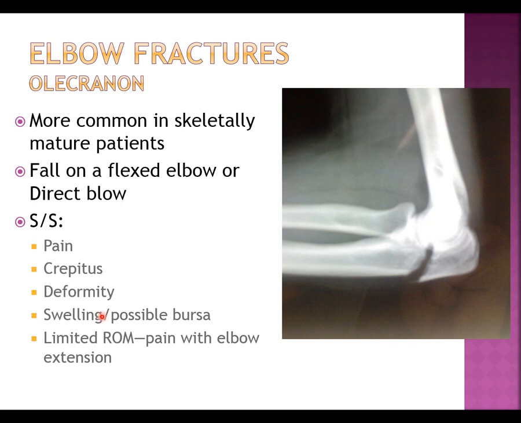Obvious swelling, possible bursitis, so you can have even more swelling if you did have direct trauma right to your elbow. And then obvious loss of range of motion, especially with elbow extension. When you extend the elbow, you're going to end up bringing these two broken parts of the bone together, and they're going to hit, and that's going to cause a lot of pain. So they find some relief in flexion and more pain with extension because the two ends will be bumping together. Same thing with this one.